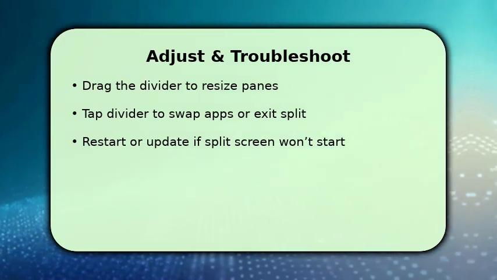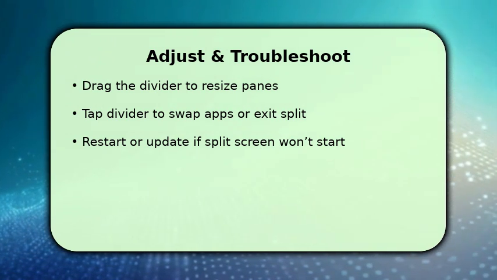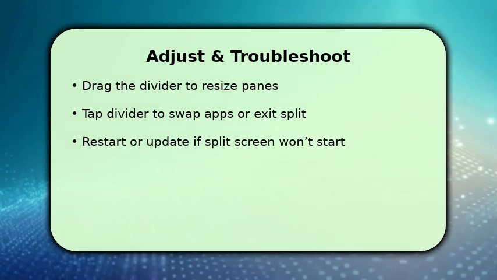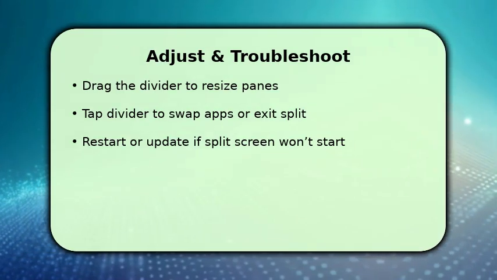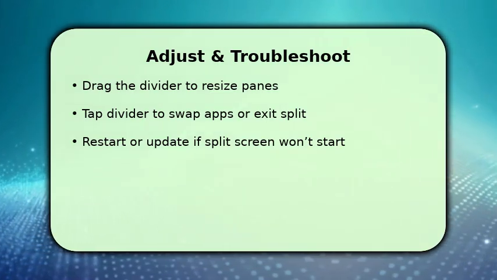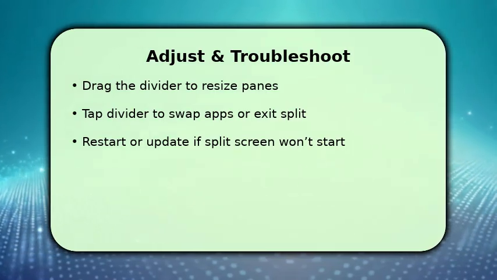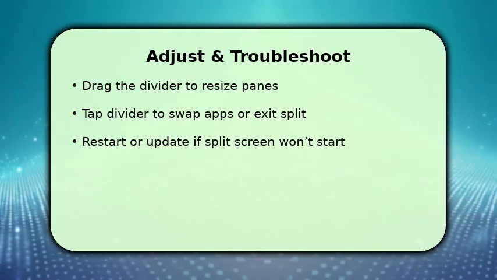If you need the opposite arrangement, tap the divider's swap icon or exit split by dragging the divider fully to the top or bottom. If split screen fails, make sure both apps support multi-window, update system apps, or restart your phone. These fixes resolve common permission or memory issues and get the split screen feature working again.